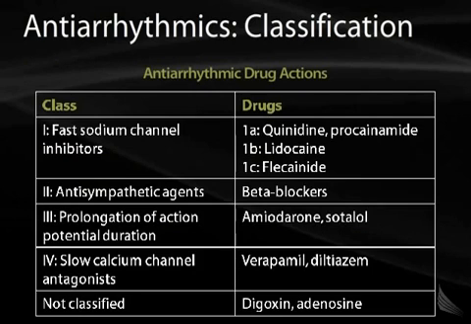Here we see some examples of different antiarrhythmic medications. Class 1A, we see quinidine and procainamide. Class 1B, we see lidocaine. Class 1C, flecainide. Class 2, we see beta blockers. Class 3, we see amiodarone and sotalol. Class 4, verapamil and diltiazem. And some unclassified antiarrhythmics include digoxin and adenosine.